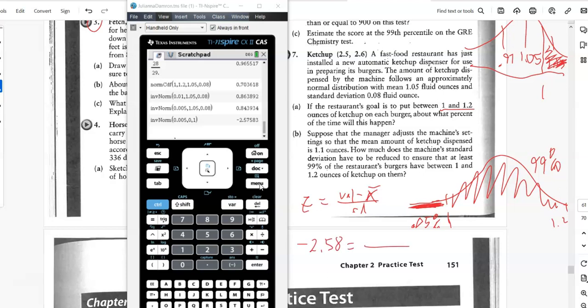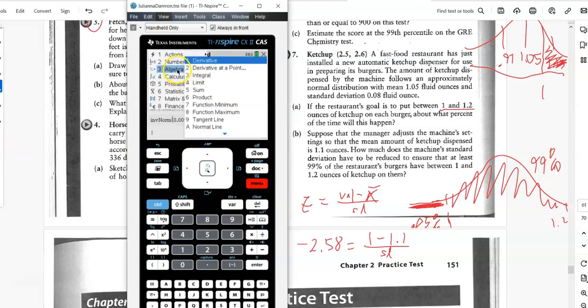The value is, so we've got to think. I want 1 on the left, so that's the value, 1 minus the mean of 1.1 divided by the standard deviation. So I think we got that equation. We can solve that using our calculator solve command. I think that'd probably be easiest.